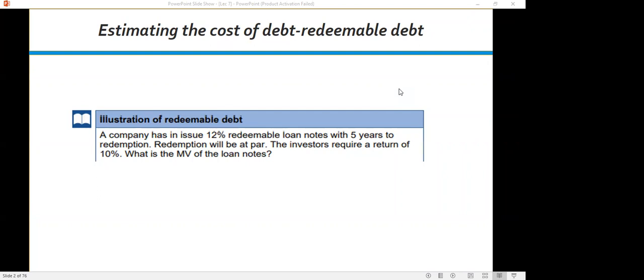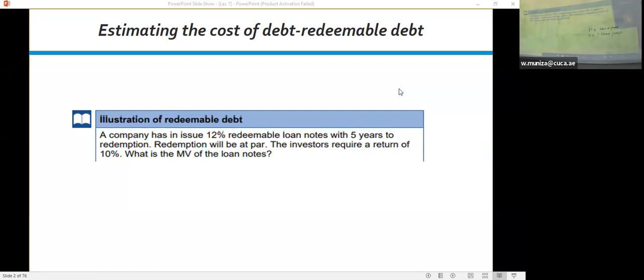Now, for the market value of the redeemable debt, I have told you that it is equal to the present value of the future income stream. So future income stream for the redeemable debt is the interest payments and the amount of principal which is going to be redeemed at the end of the particular time period. So in this case, from year 1 to 5, we are going to pay an interest of 12. And at the end of year 5, we are going to return the principal amount, that is $100. So both of these have to be converted to their present value in order to calculate the market value.